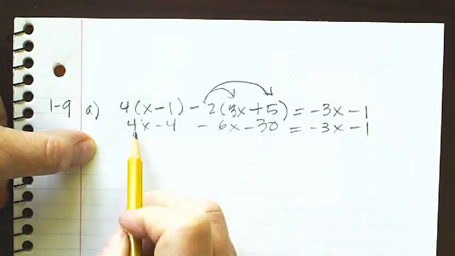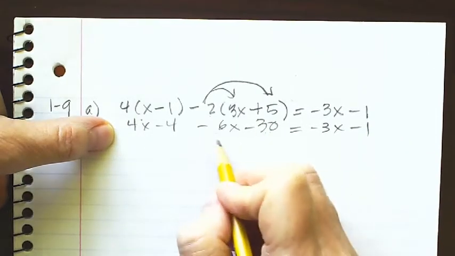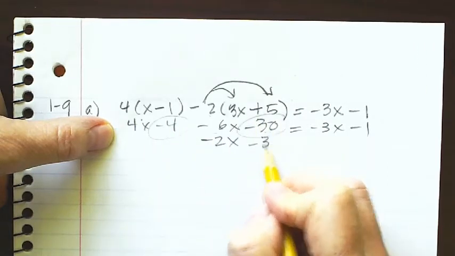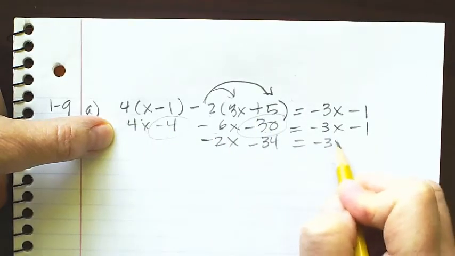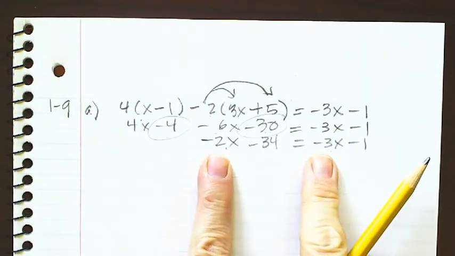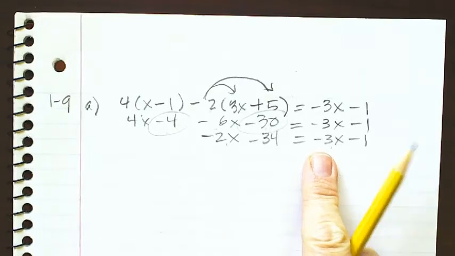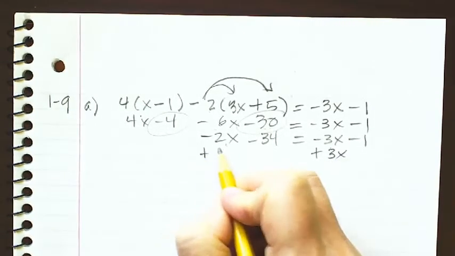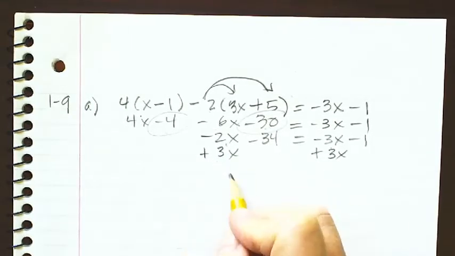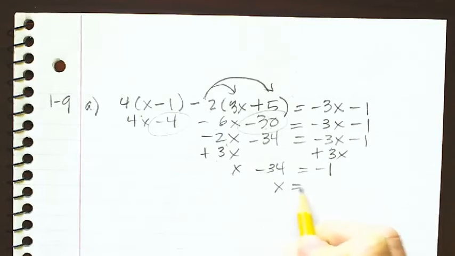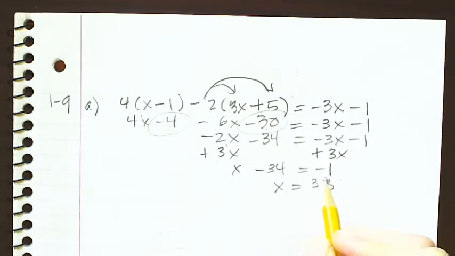I'm going to combine like terms on the left. That's going to give me negative 2x, and then negative 4 and negative 30, negative 34. And then I always say get rid of the smaller x value when you have x's on both sides. Negative 3 is smaller than negative 2. And then that just means you wind up with a positive coefficient for x. So add 34 gives me 33.